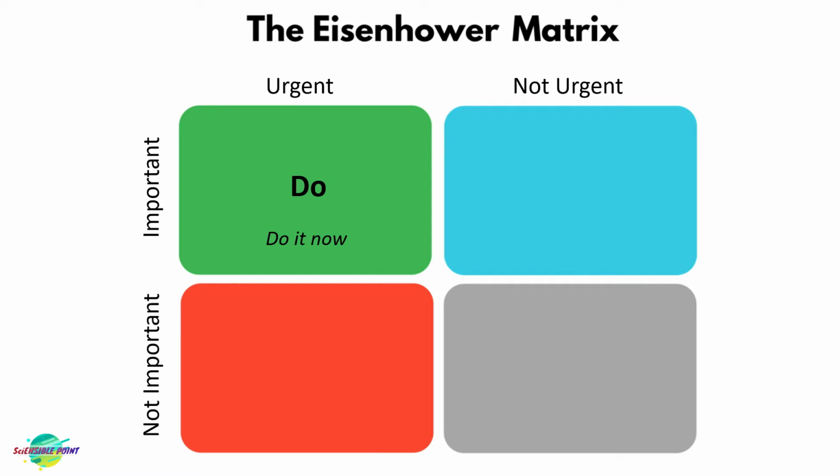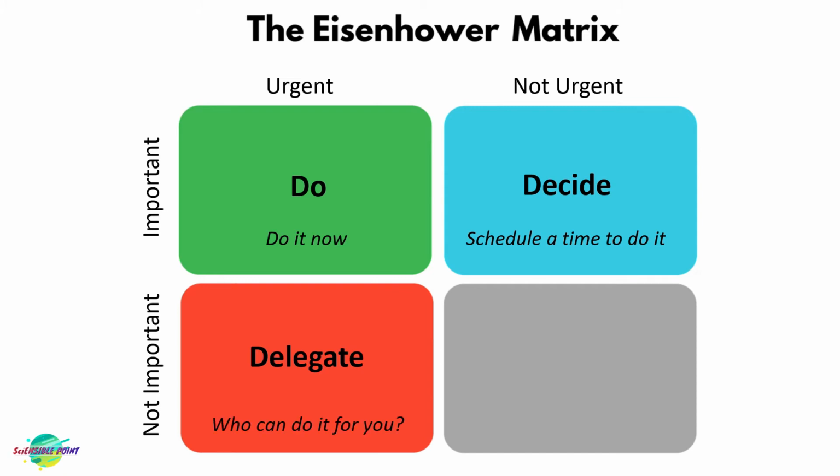The second quadrant we call decide or schedule. Its tasks are important, but less urgent. You should list tasks you need to put in your calendar here. The third quadrant is for those tasks you could delegate, as they are less important to you than others, but still pretty urgent. If it's possible, someone else can do the tasks for you.